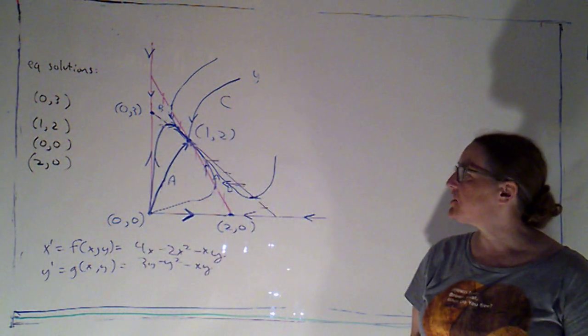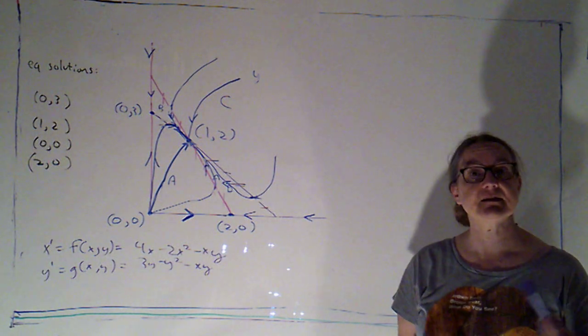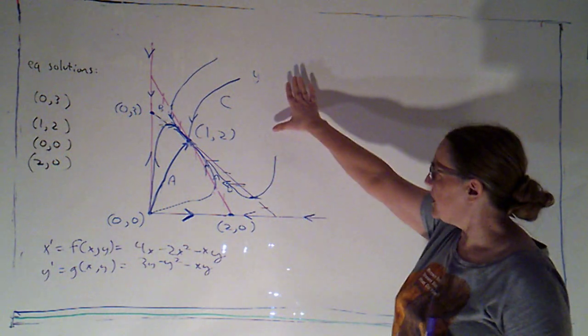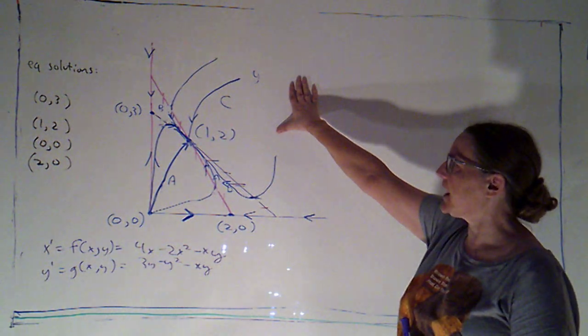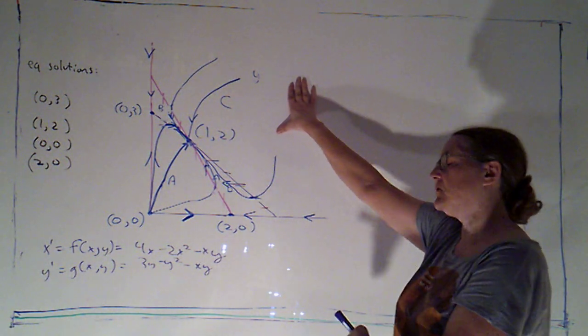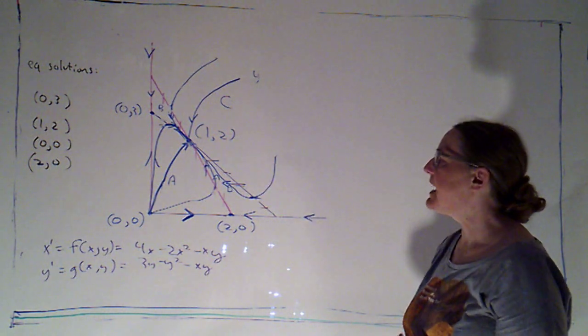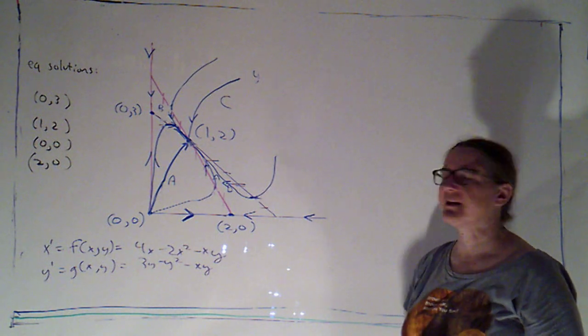So what I want to do now is just linearize the system at each of these equilibrium solutions to see if we can classify it. Okay. Now, I chose to just use the nullclines to get a sense of what the phase portrait looked like. Now I'm going to look at linearizing the system at each of the equilibrium points. If you're asked to do both, you can decide what order you want to do things in.